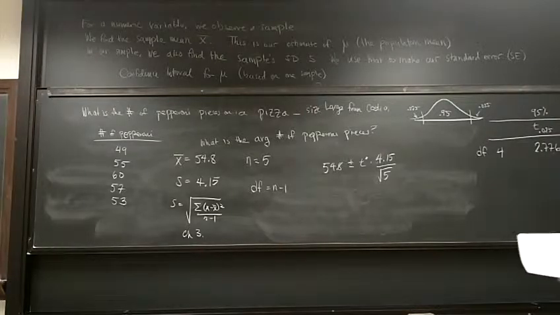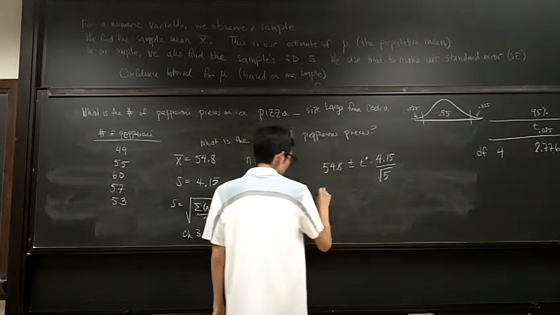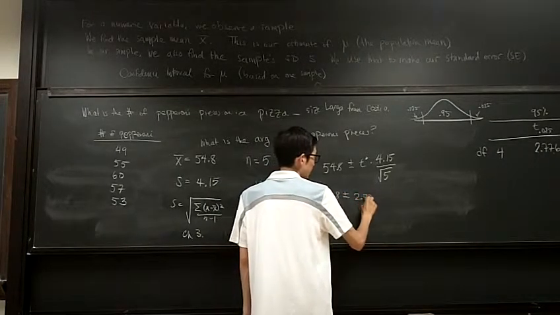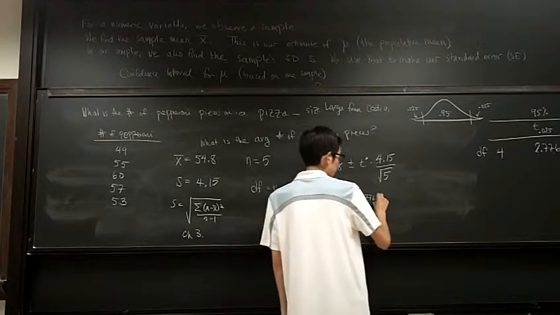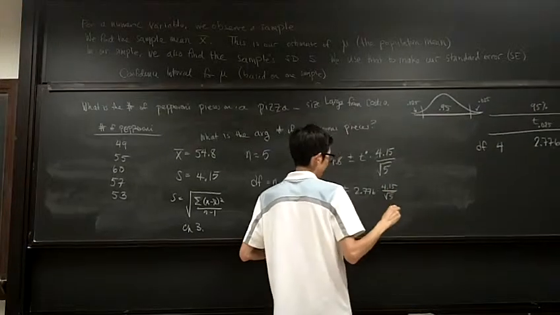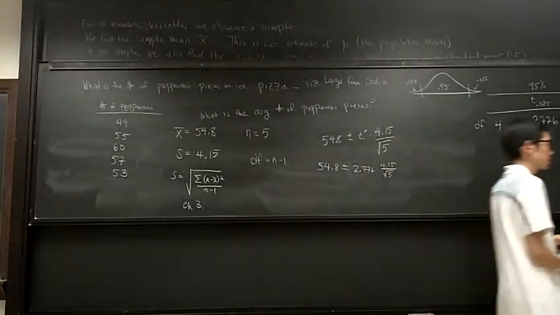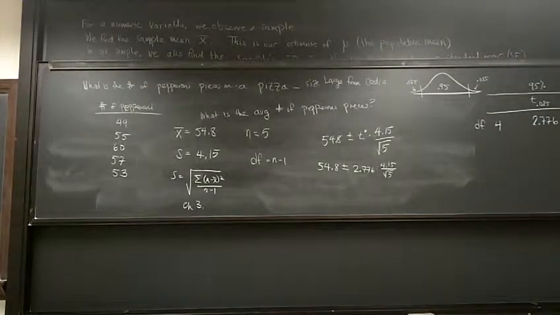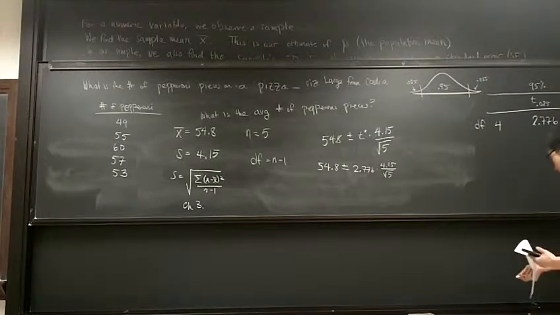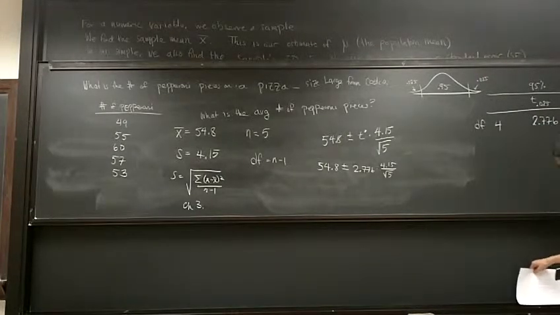Okay, so it's like 54.8 plus or minus 2.776 times 4.15 over the square root of 5. Right? Yeah. And where's my calculator? So let's figure this out. Okay, so check, if you have your calculator, see if you could do this, and let's just make sure we know how to use our calculator properly, because that's a common problem.